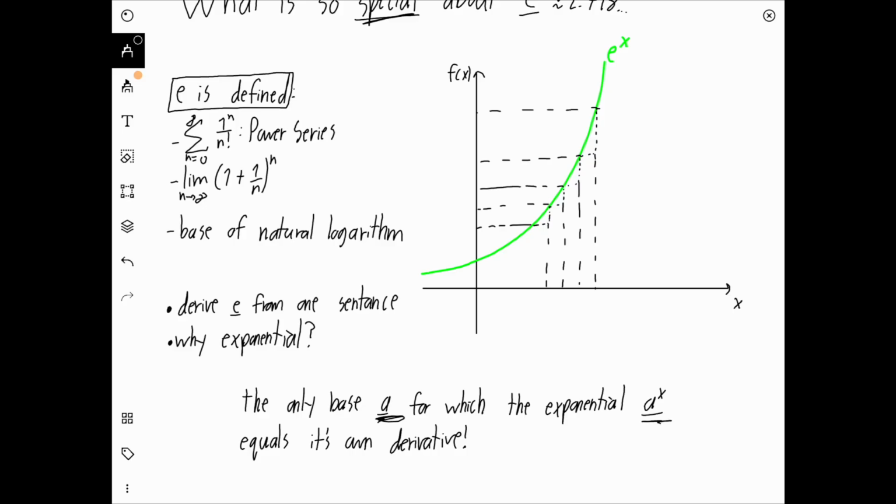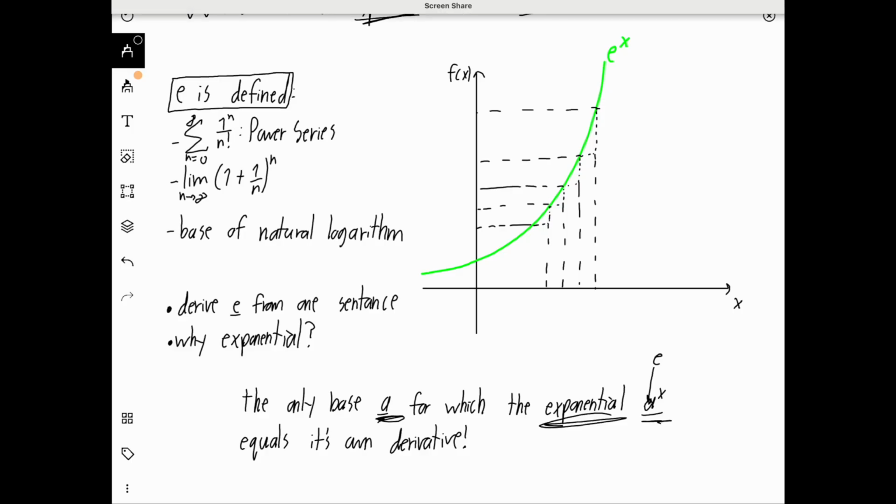And first of all, we're going to talk about why the only function that can equal its own derivative is an exponential in the first place. And then once we prove that, we're going to see that the number e is the only base a which can make that work. So from that single requirement, we're going to derive e and we're going to show that it has to be an exponential. So let's get into it.